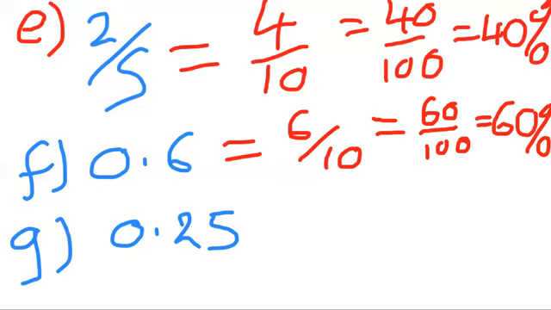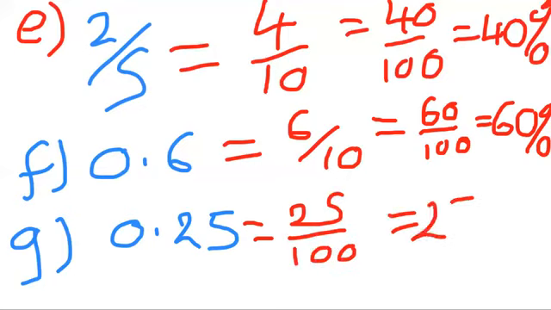Okay, let us go to the next one. 0.25 is 25 out of 100. You know that, which is 25%. There's no question about that. We've done this in the previous class: how to take things to 10, how to take things to 100. Okay, let's go to the next thing.